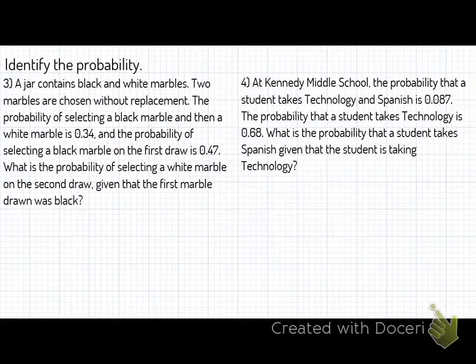Let's write this down. Not the problem, but the work. So let's figure out what we're trying to answer. What's it asking for? What is the probability of what? Selecting a white marble. So we're going to start with a white marble. So, probability of white, given what? That we've done what already? Good.